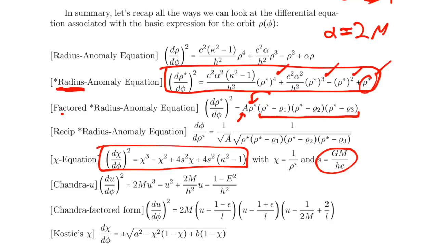smaller expressions. Now, of course, when g equals 1 or c equals 1, then s is just m over h, right? But just for clarity's sake, and also because the papers I cite use these units, I left the units in there. But remember, as long as we're consistent, we can always say, okay, we're going in the case where g equals c equals 1. So that's the chi equation.